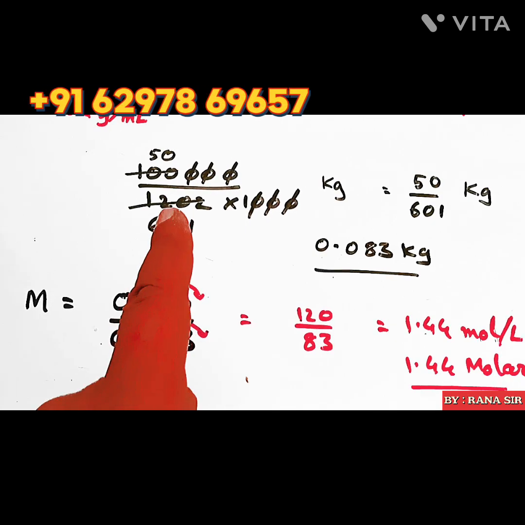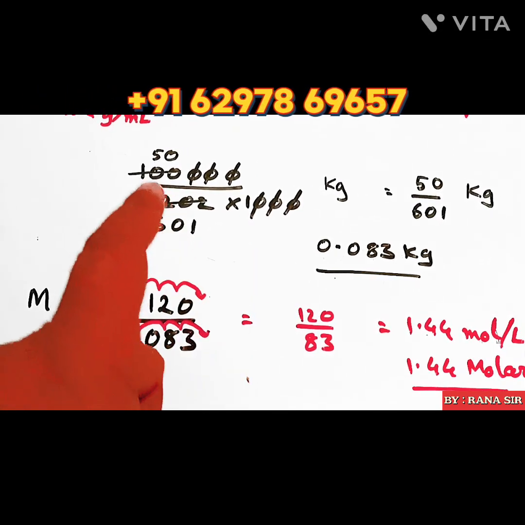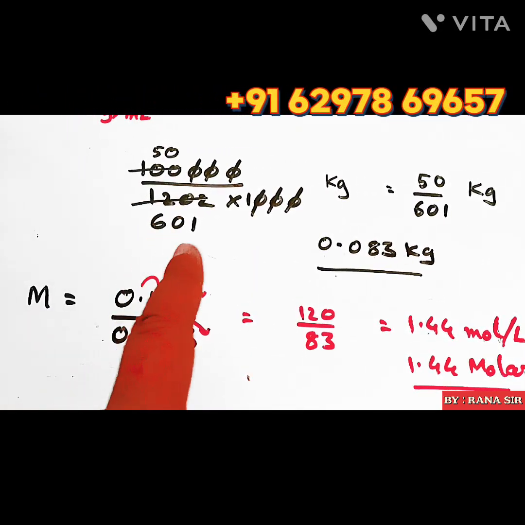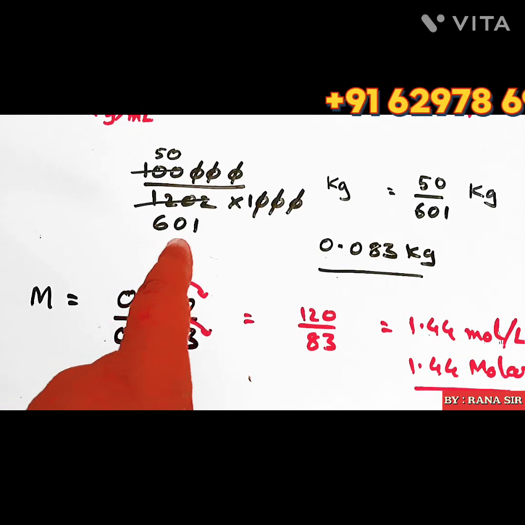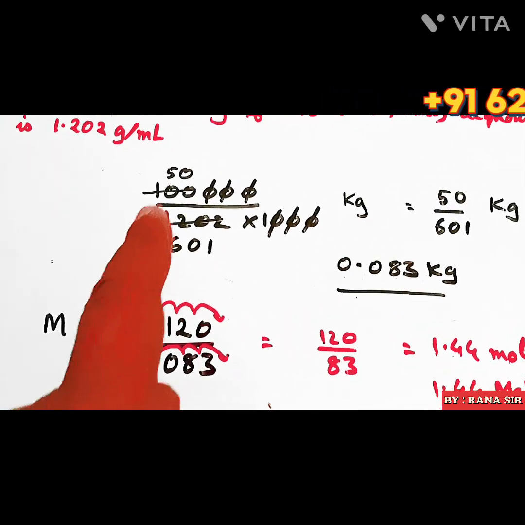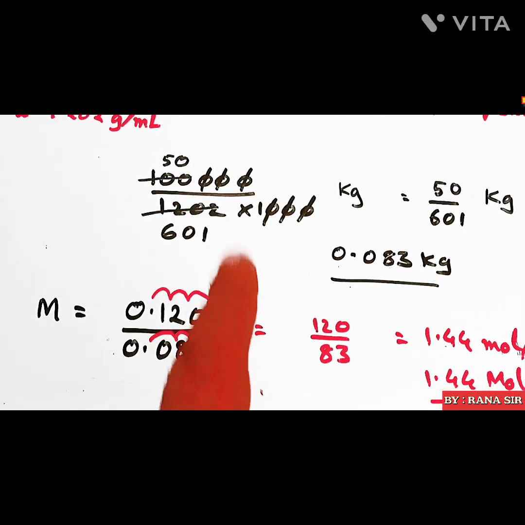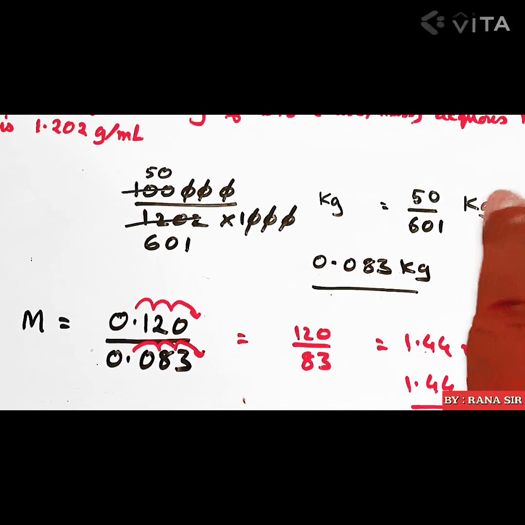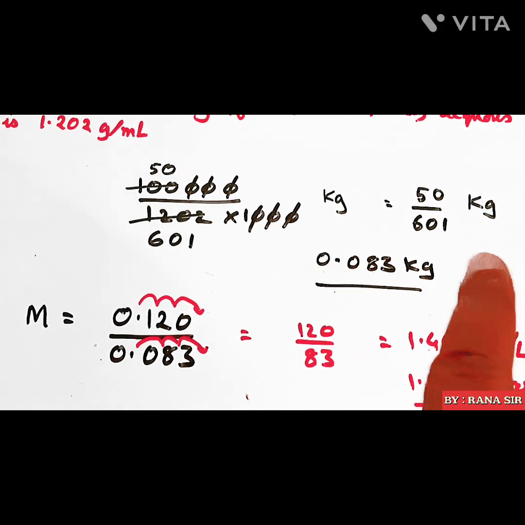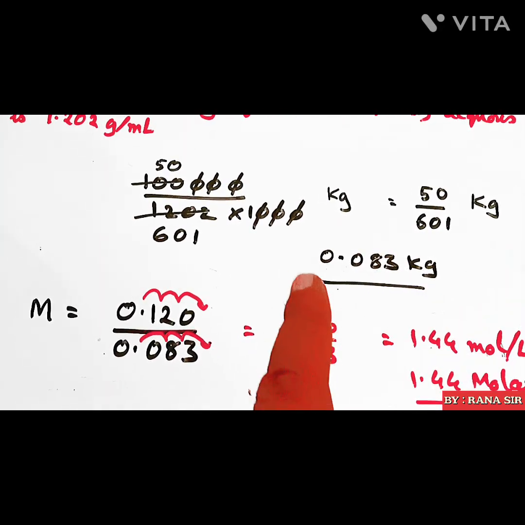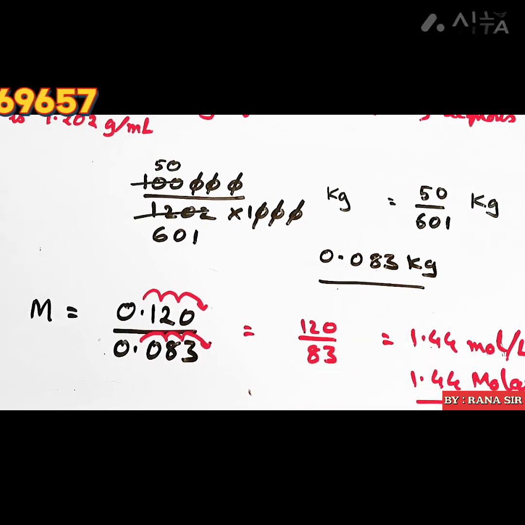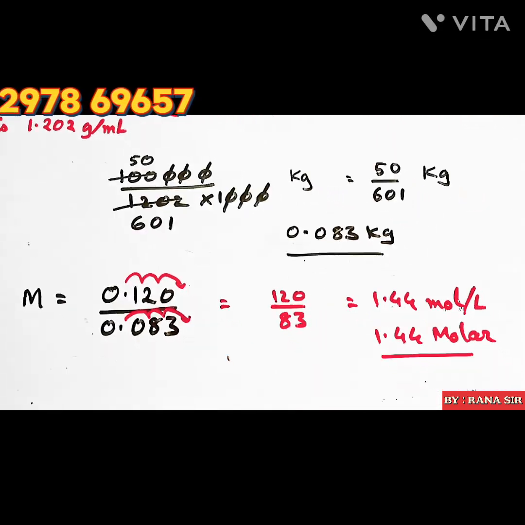100 by 1202, divide by 2. 2 6s are 12, 0, 2 1s are 2, so denominator becomes 601. Numerator 2 5s are 10, 0. So 50 by 601, that is in liters. If I divide, it is 0.083 liter. Very simple now.